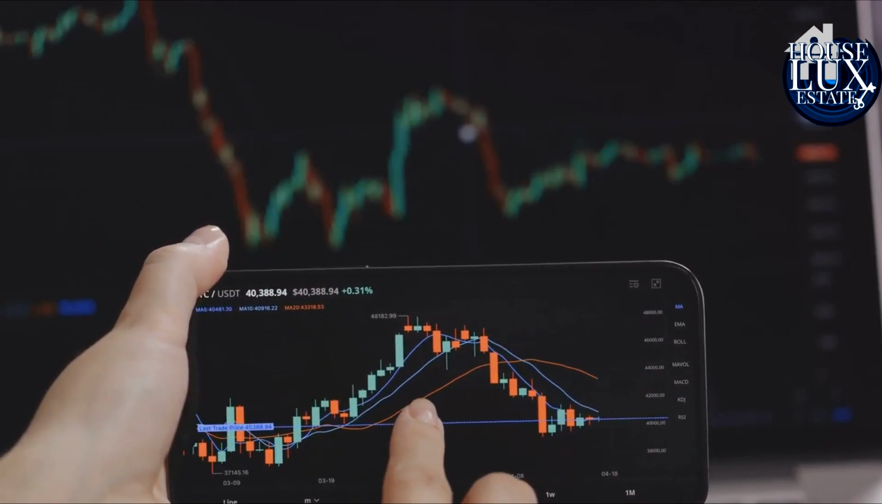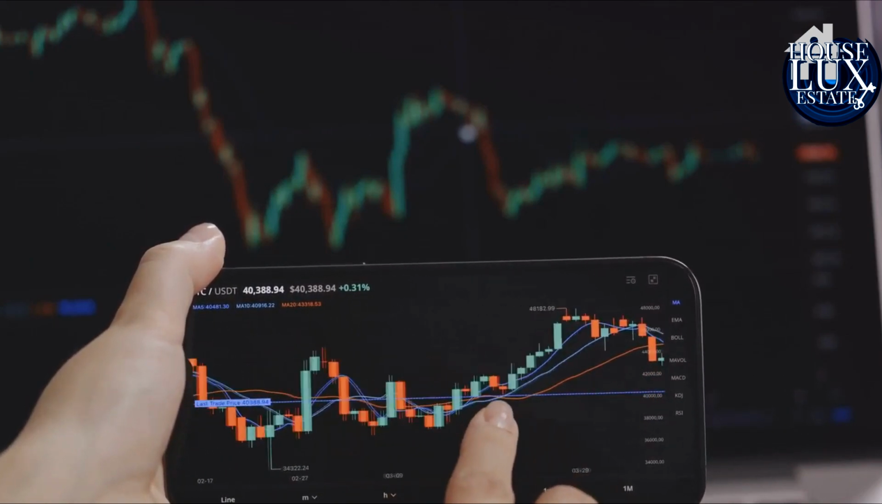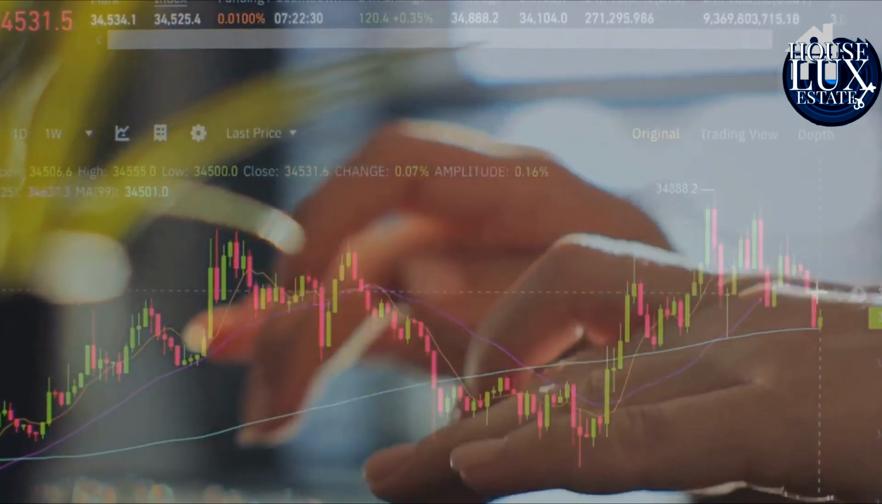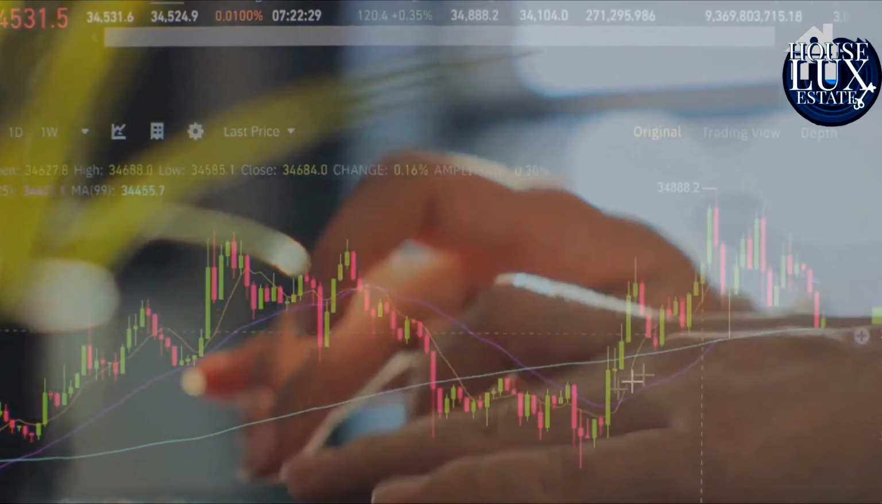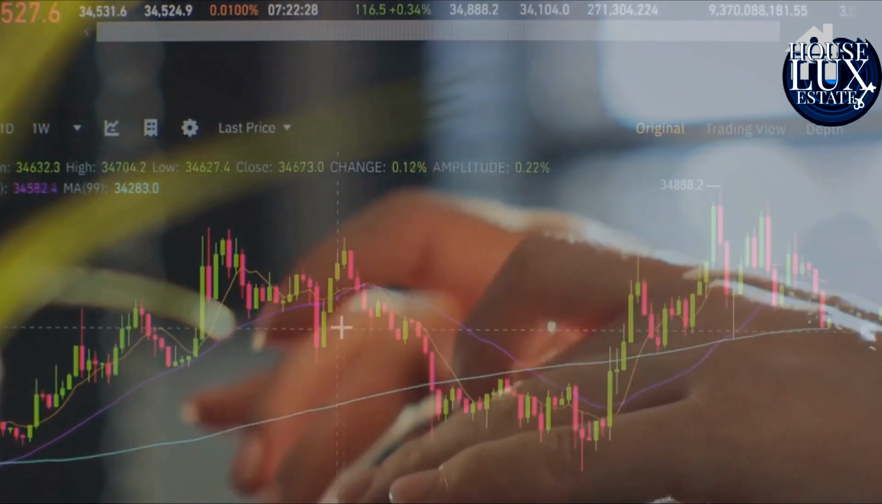It helps you understand where you are, where you're heading, and if there are any potential risks or opportunities along the way. This isn't about predicting the market's every move. No one can do that. But it's about being aware of your investments, their performance, and the market conditions affecting them.